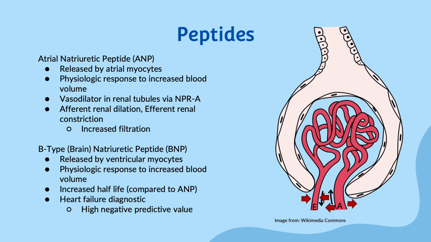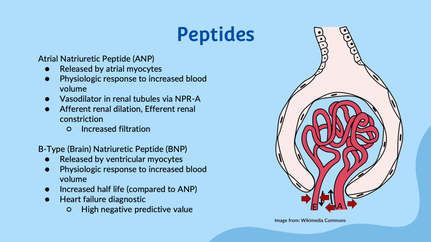B-type, or brain natriuretic peptide, often called BNP, is another hormone produced in the heart. However, it is produced by the ventricular myocytes of the heart and also in response to increased volumes and subsequent increased pressures. BNP also acts as a vasodilator and also increases the excretion of sodium and water in the kidneys. BNP binds to the natriuretic peptide receptor A, leading to the production of cyclic GMP.